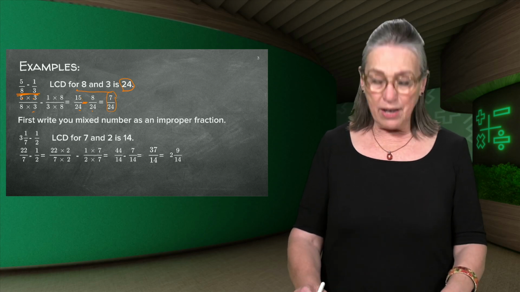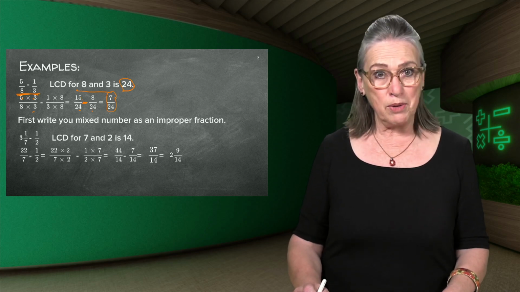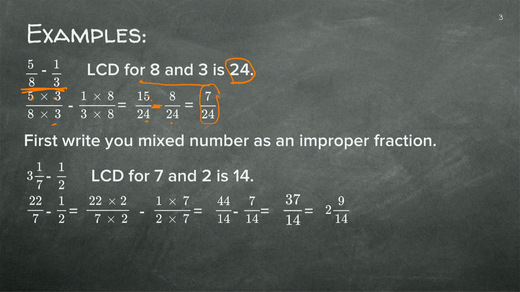Right. So now we have a mixed number. So what do we do? That is the next thing. First, we write the mixed number as an improper fraction. Then our problem is solved, because then we have the denominators at the bottom with no whole numbers in between. So it's 3 and 1 over 7 minus a half. So the lowest common denominator for 7 and 2 is 14, right?